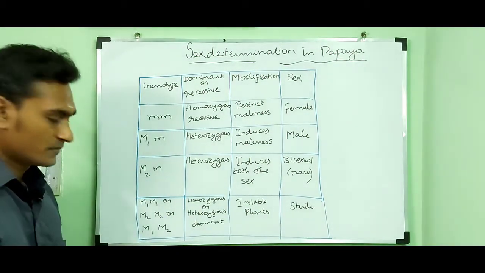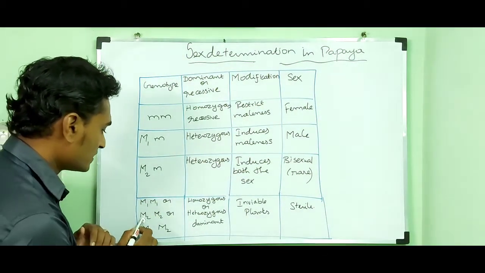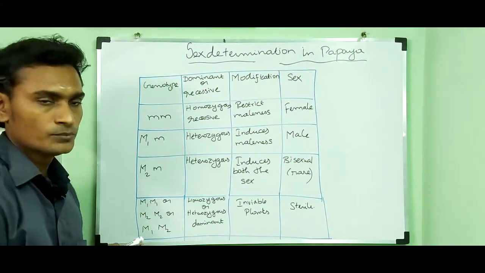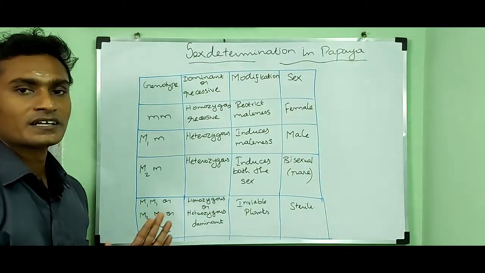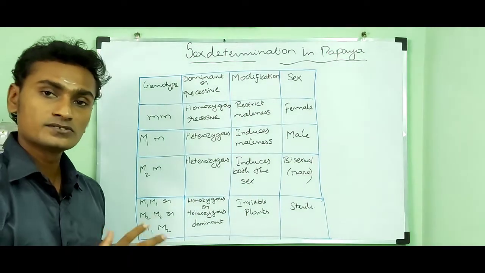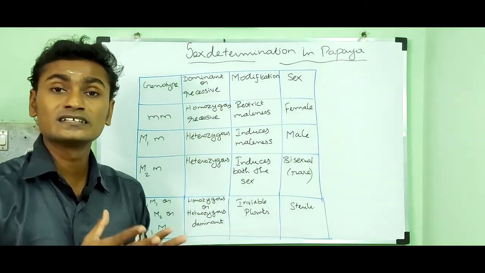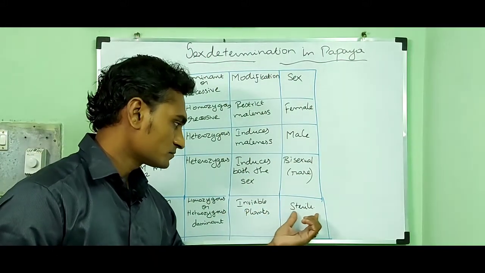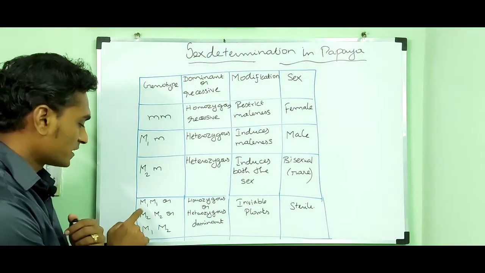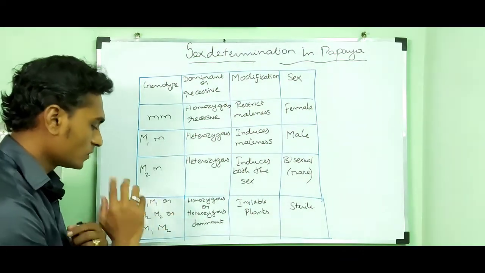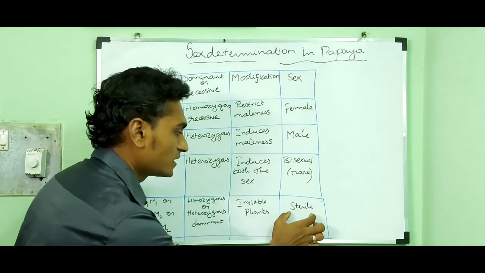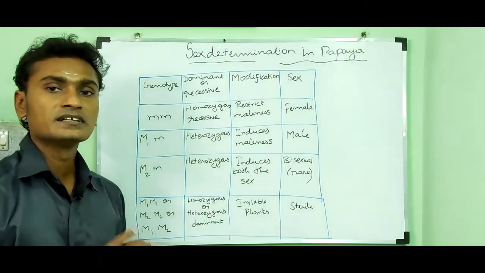Then the last one, capital M1 M1, capital M2 M2 or capital M1 M2, are all homozygous dominant. This combination of alleles produces inviable plants, and they are lethal in nature, and the sex of that plant is said to be sterile.